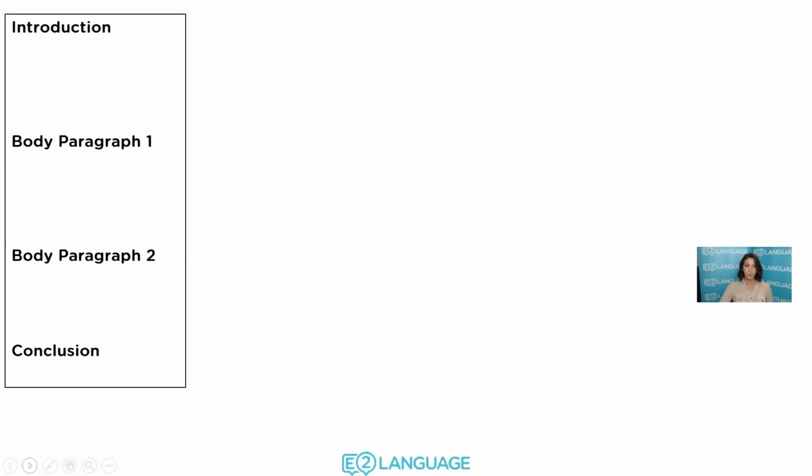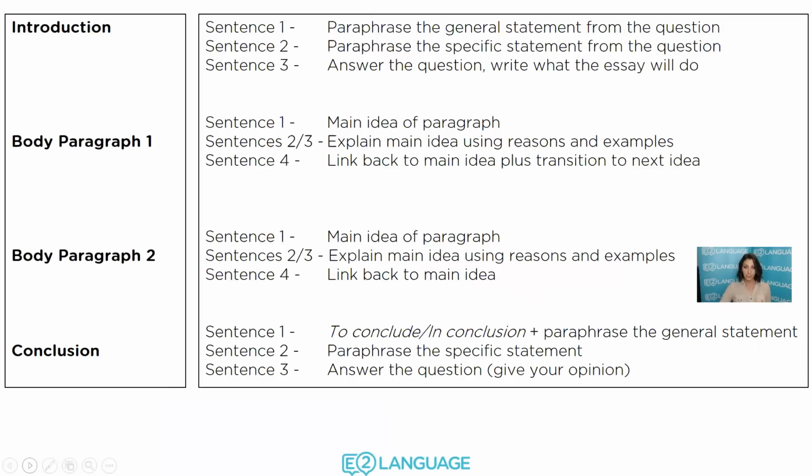So this is the structure of an essay, which you should all know by now. We have the introduction as the first paragraph, which introduces the essay topic and your opinion. Body paragraph 1, which talks about the first opinion. Body paragraph 2, which looks at the second opinion. And the conclusion, which pretty much sums it up.